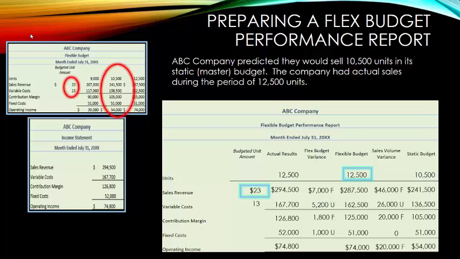That's unfavorable. And overall, our flex budget says we should have had operating income of $74,000 given our level of production, but we had actual operating income of $74,800. So that is a difference of $800, and since it's more income from our flex budget to our actual results, that's favorable.